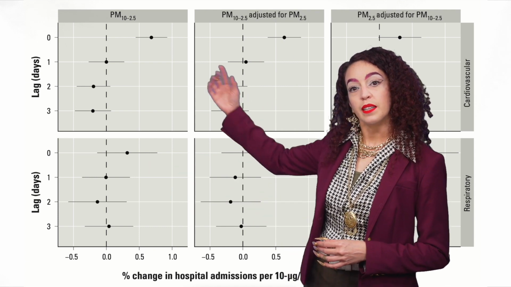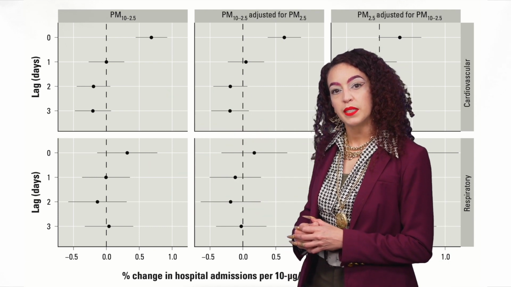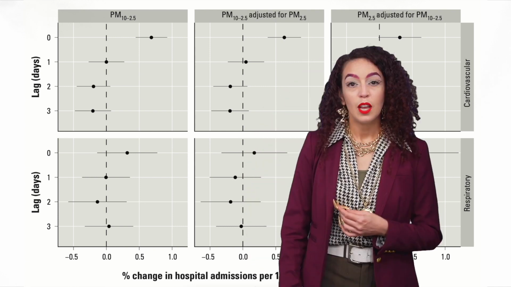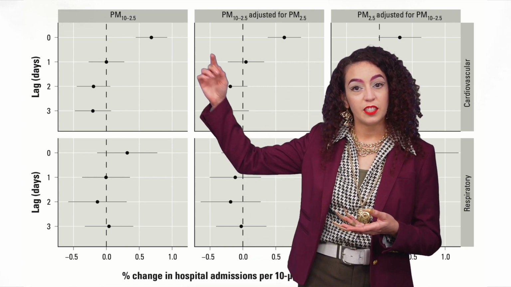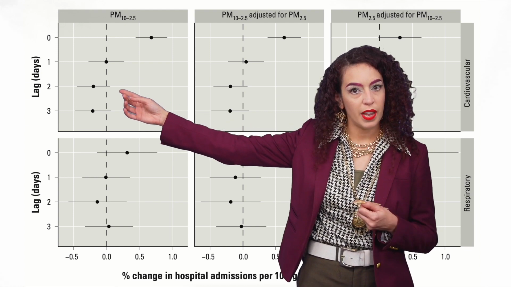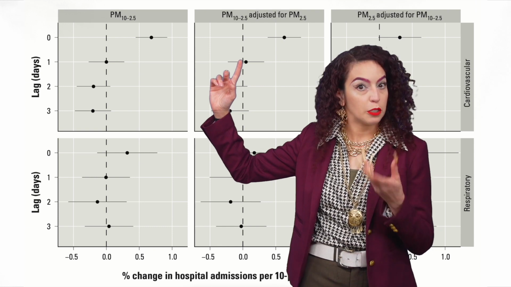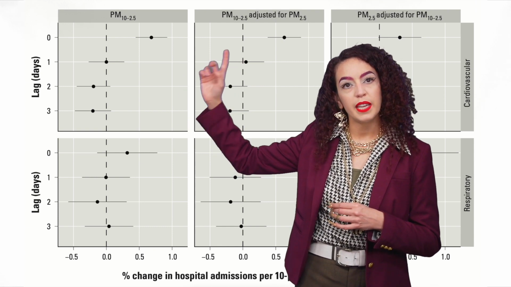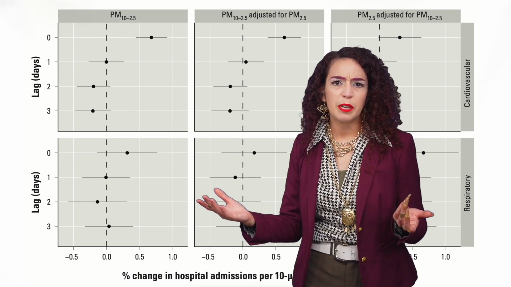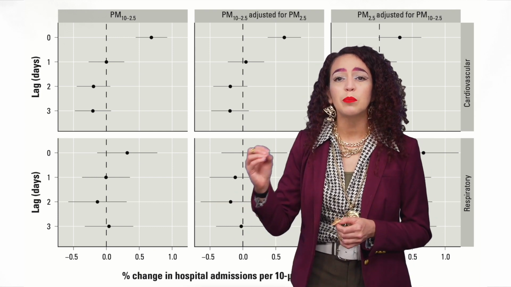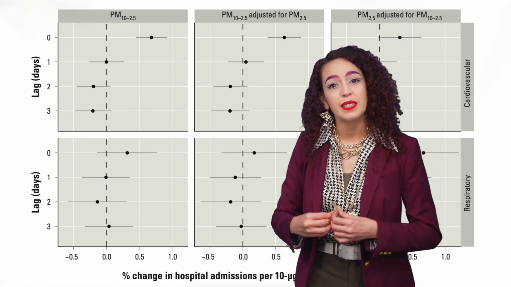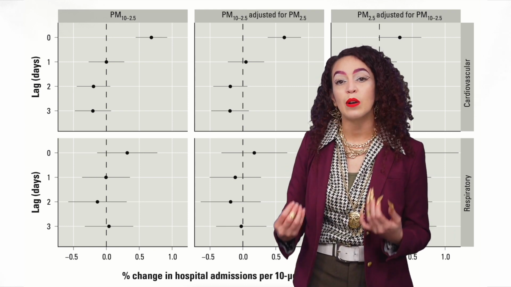Here we can see the percent change in the outcome for different PM sizes and for different health outcomes, the cardiovascular and the respiratory. We can see that for cardiovascular disease, for a 10 microgram per cubic meter increase in PM10, including 2.5, and PM10 adjusted, excluding PM2.5, there is roughly a 0.6% increase in hospitalizations, which may not seem like much, but recall that there were about 6.4 million hospitalizations to begin with. A 0.6% increase equates roughly to another 40,000 cases.